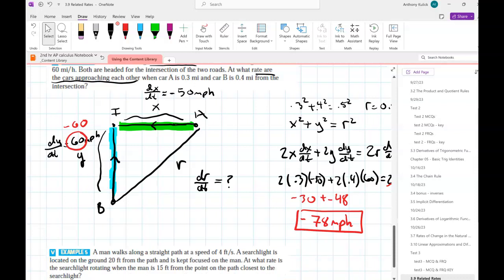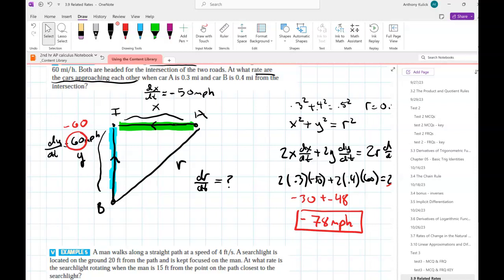But the setup for this one was considerably easier than the cone, right? Yeah. Now, what was the hard part? Recognizing that both the derivatives were negative, right? The dx dt and dy dt both should be negative, which is not easy or obvious.